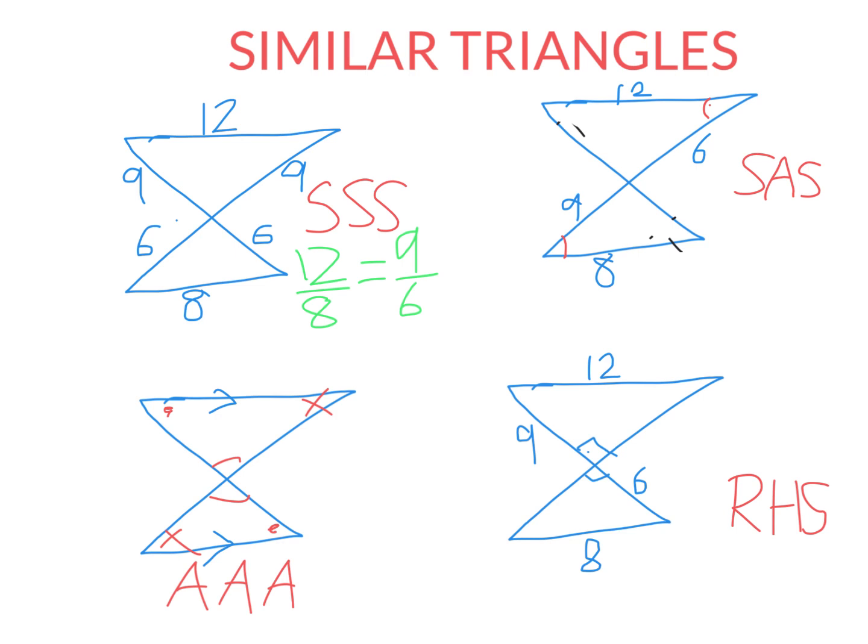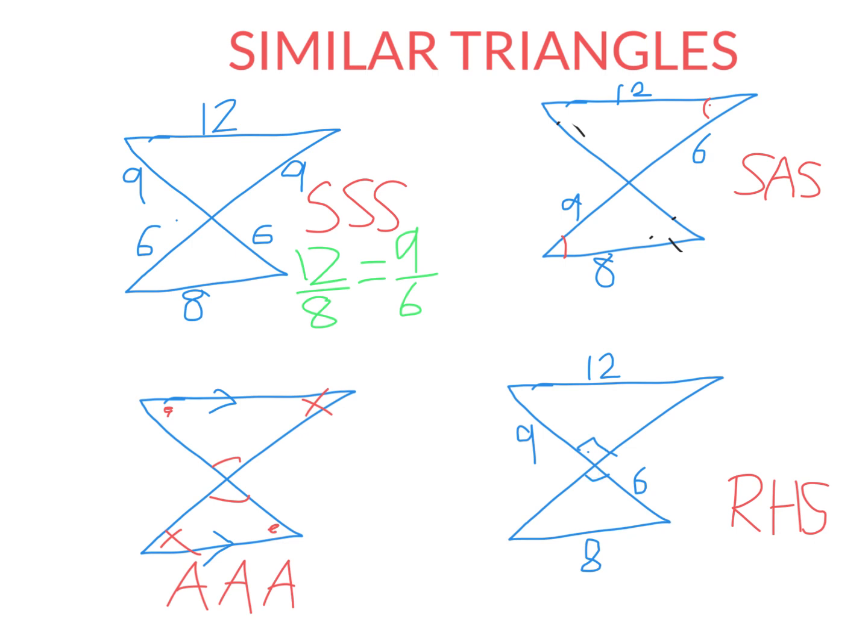All right, the last test is RHS. So that's where both of them have a right angle. That's what the R stands for. H means hypotenuse, S means another side. So they have to have a right angle, and their hypotenuses and another pair of sides must be in the same proportion. So here we have two pairs of sides in proportion, but not the angle between.